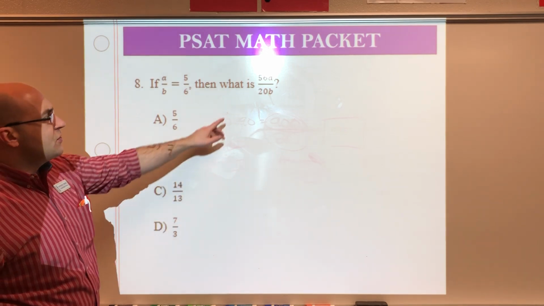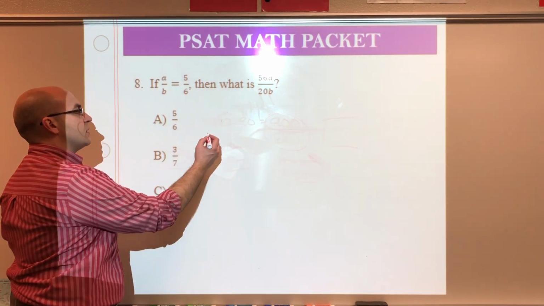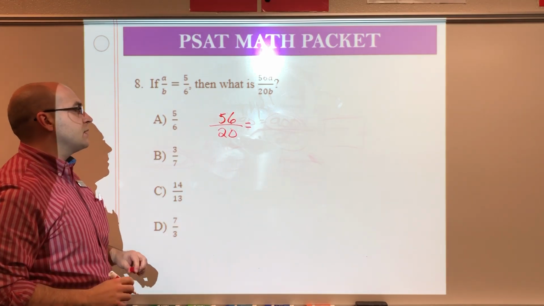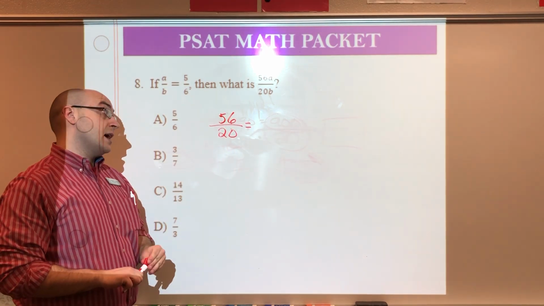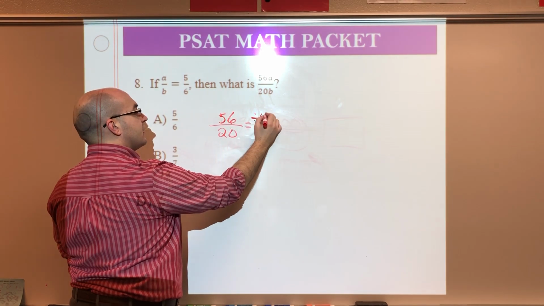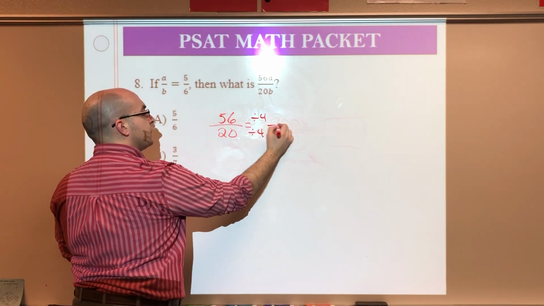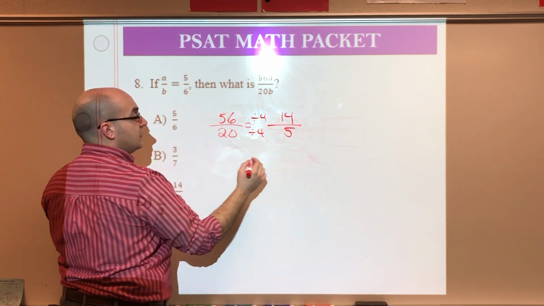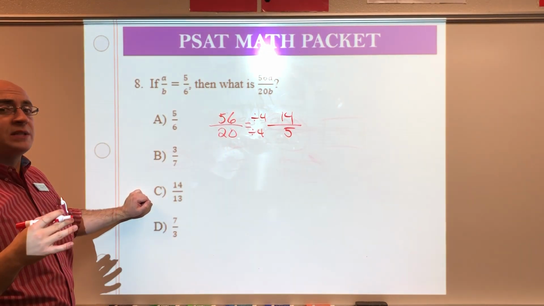But why don't we just try to simplify 56 over 20 first to make the numbers a little bit easier? So 56 over 20, we want to simplify it. Well, what's the greatest common factor of these two numbers? What can I take out of these numbers? And that answer is 4. So I'm going to simplify the fraction by dividing by 4 on top and bottom. And that will give me 14 over 5. Now, that's a way easier number because it's way smaller.